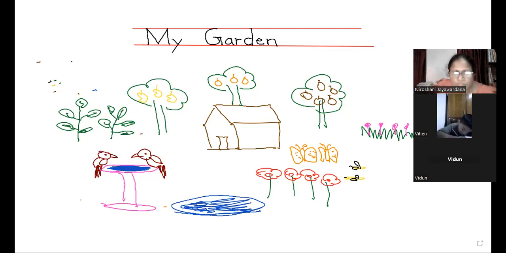Right, then we write around the picture. You want to write the words, name the words around the picture. You can write at any place where you have space. First one, mango tree. Mango spellings.